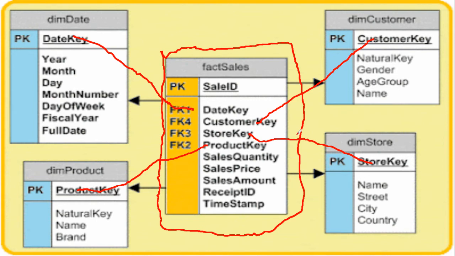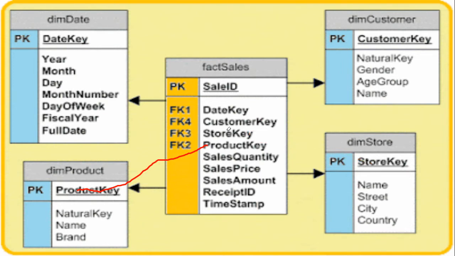Just keep in mind, these arrows are drawn from fact to dimension. See? We are drawing it from fact to dimension, from fact to dimension. Never draw it like this. No, that's not good. We draw it from fact to dimension. Okay, let's clean it up. Good. And now let's move on.